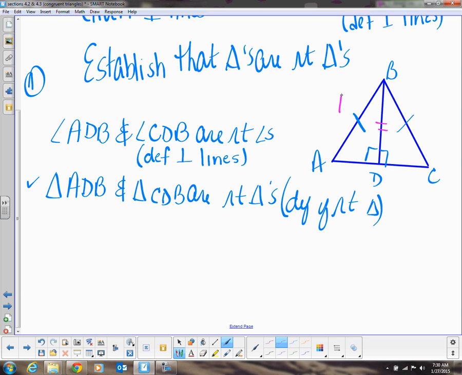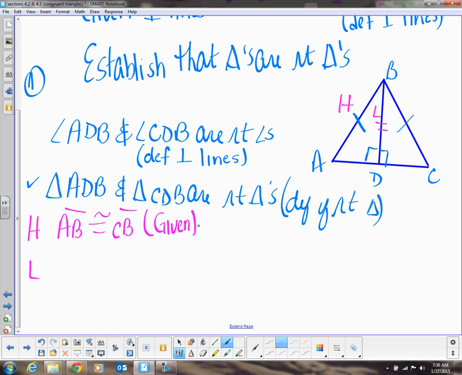So opposite the right angle is the hypotenuse. Forming the right angle is the leg. So this is now where we go into our hypotenuse leg. We know that AB is congruent to CB. And if we look at the worksheet, this statement is in the given. That is why it's given.